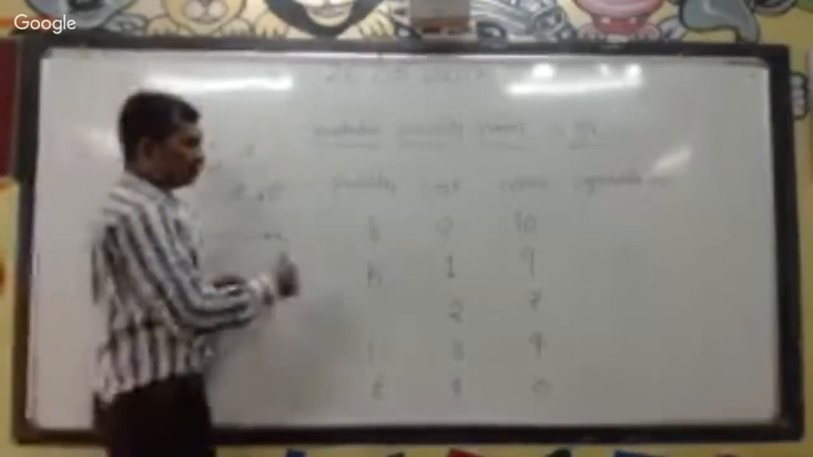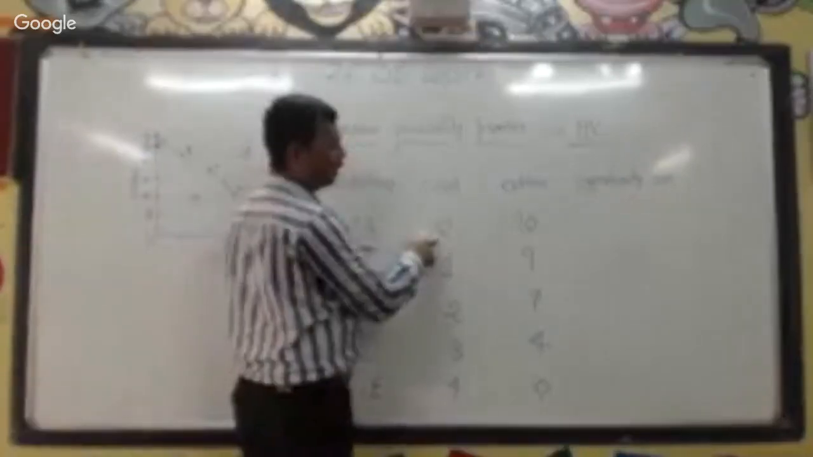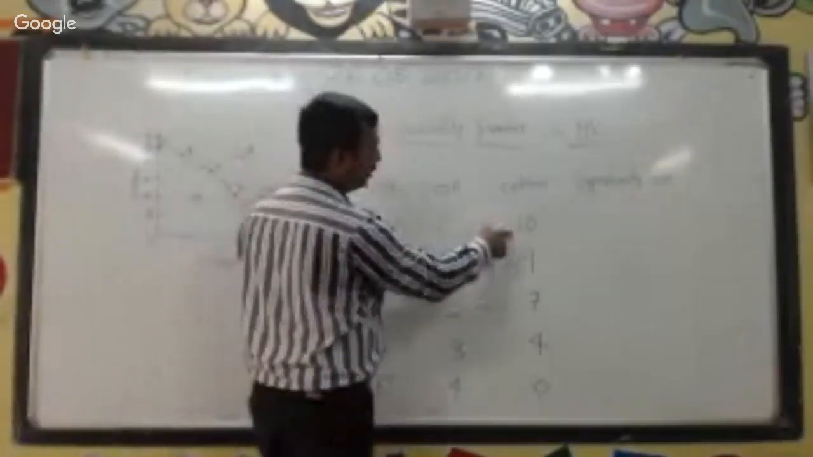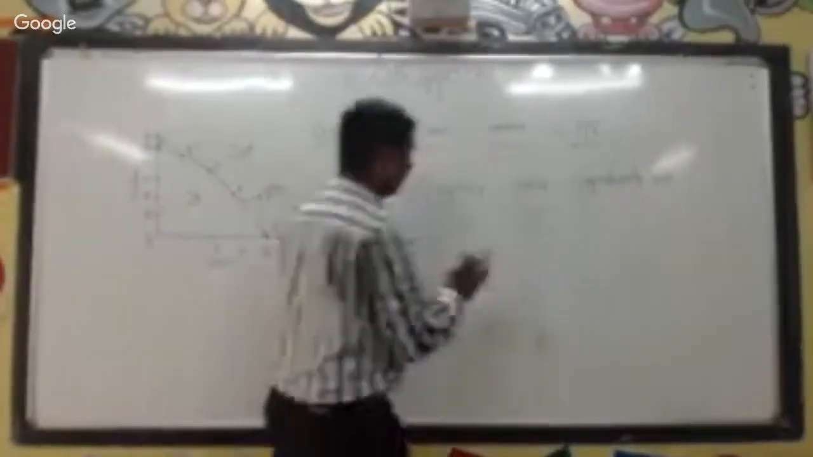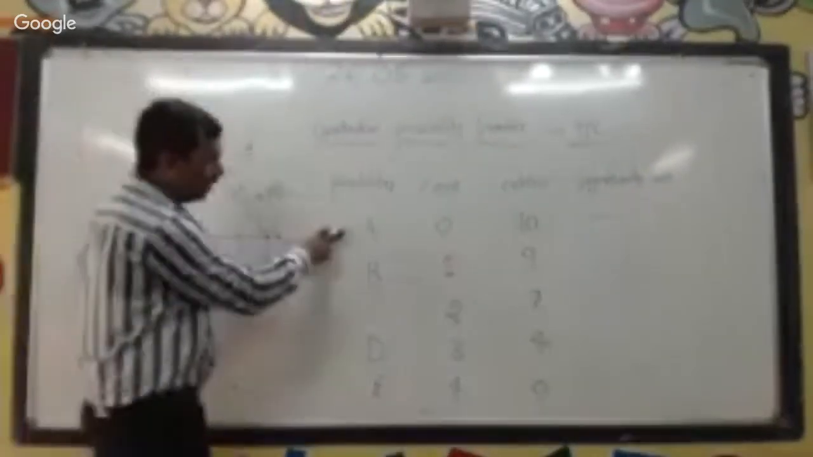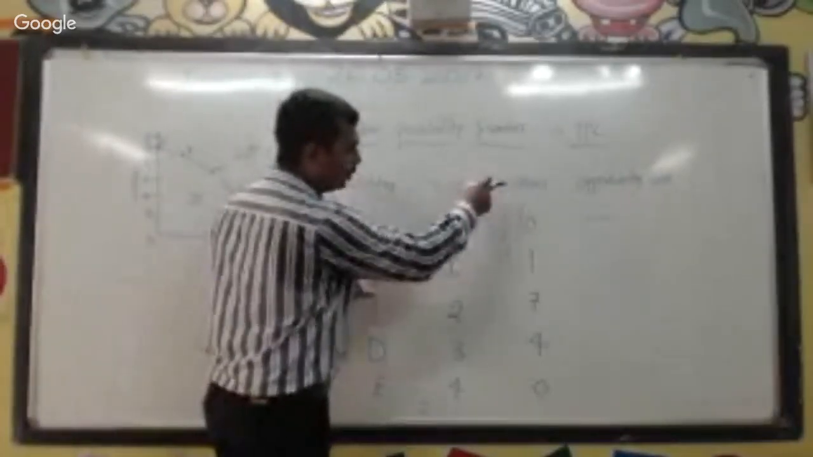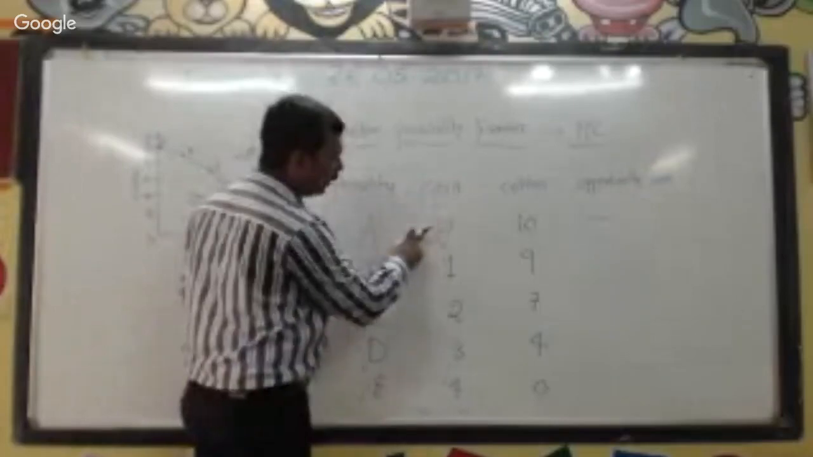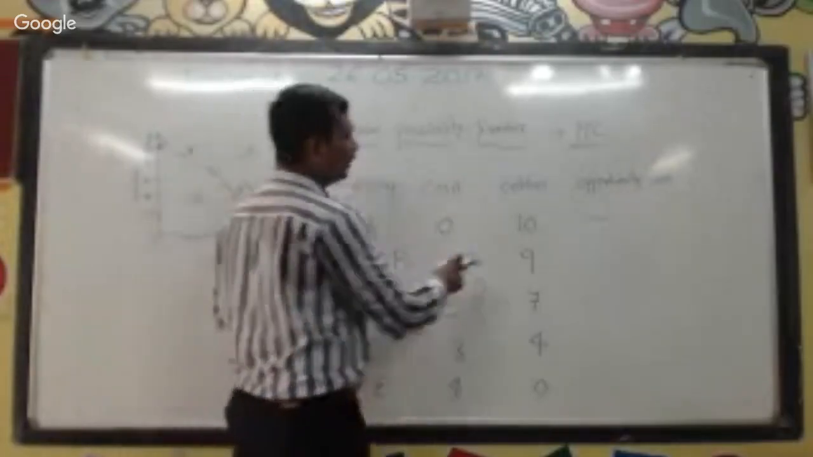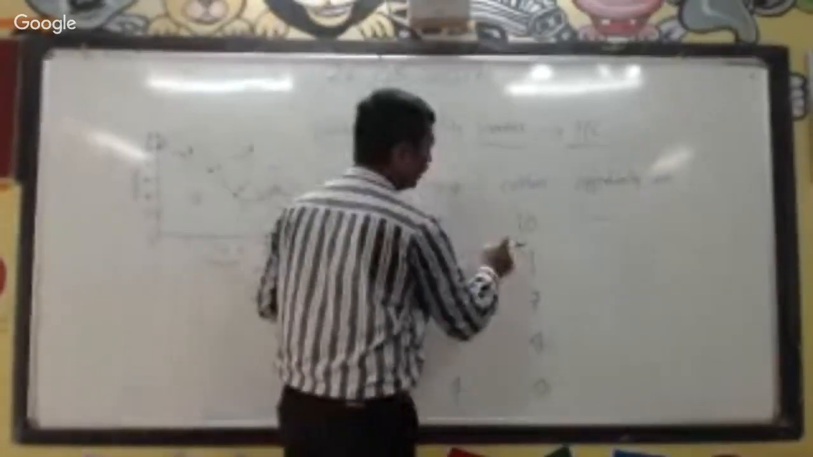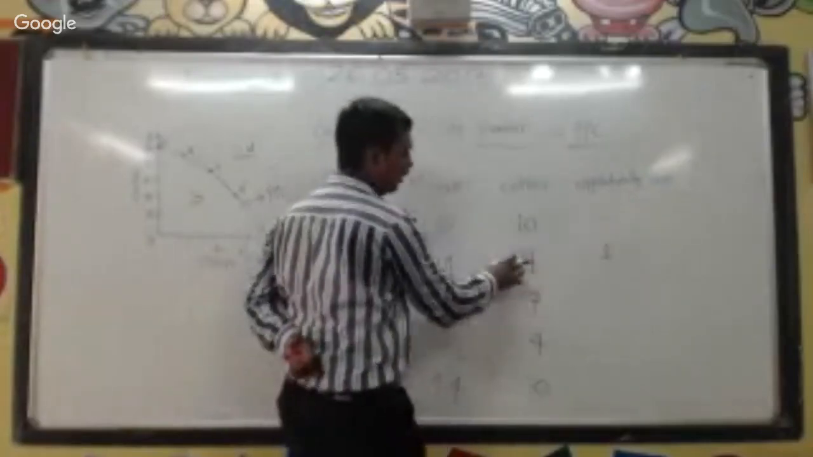For example, if you observe here, in combination A, how many units of corn? 0 units of corn and 10 units of cotton. So here you are not going to change this combination, but in the next combination you are changing the production of corn and the production of cotton. Here, 1 unit of corn has increased and 1 unit of cotton has decreased.